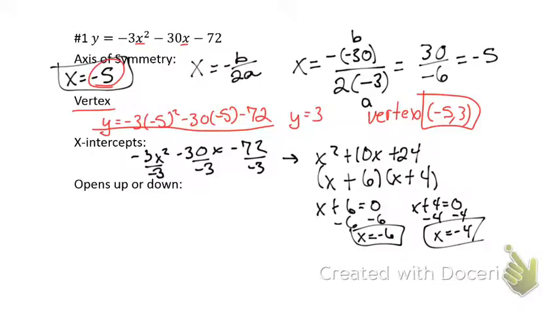Now the last thing we really need to look at is whether this graph is going to open up or open down. Well, in this case, since the equation starts off with negative 3, that's going to be an opening down. So let's go put all this stuff on graph paper and just see how this is going to look.